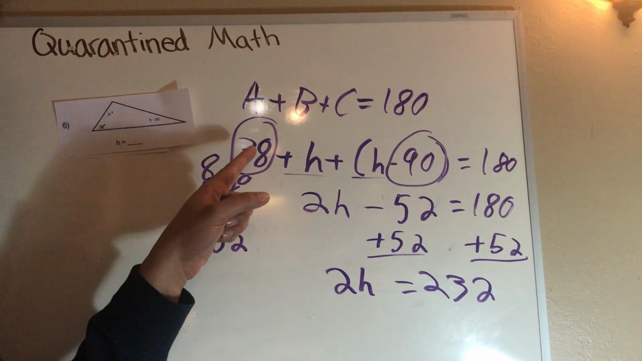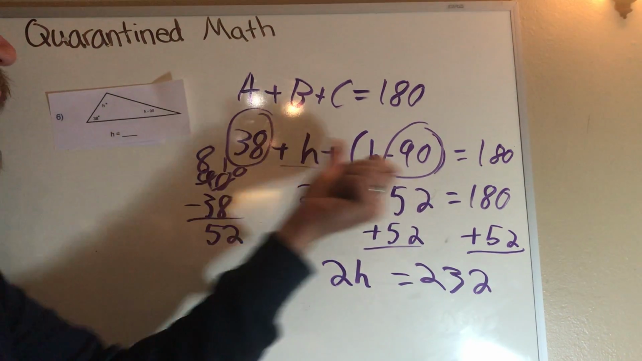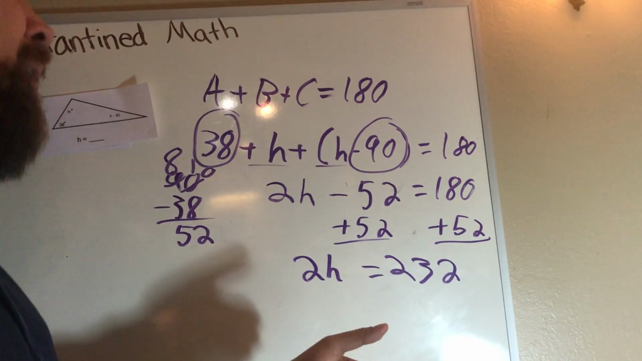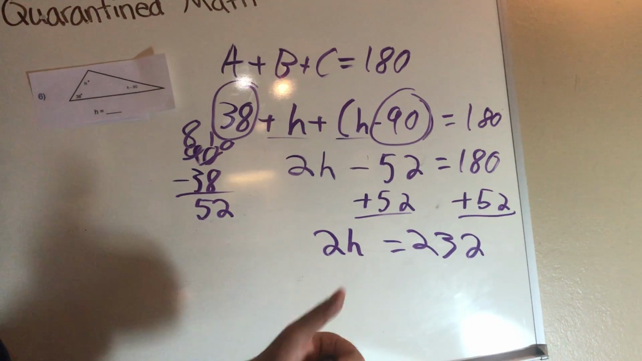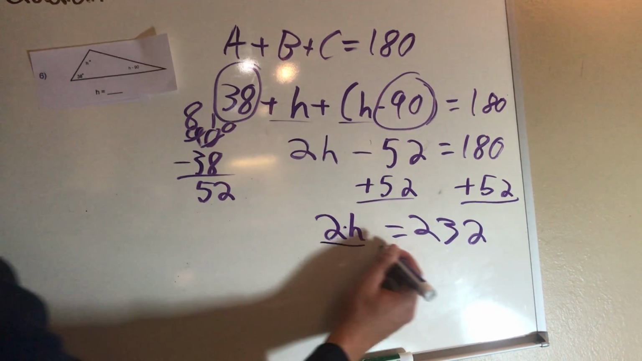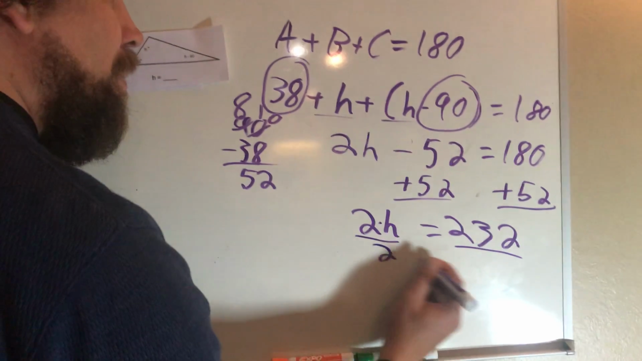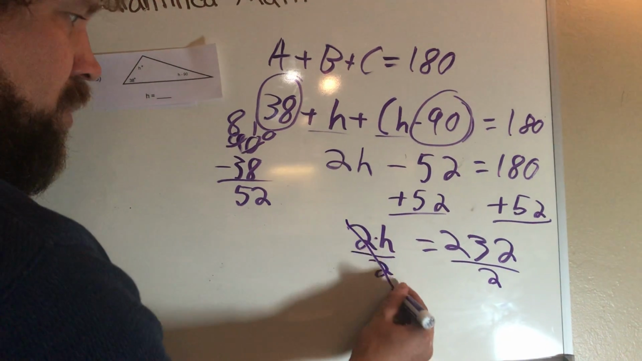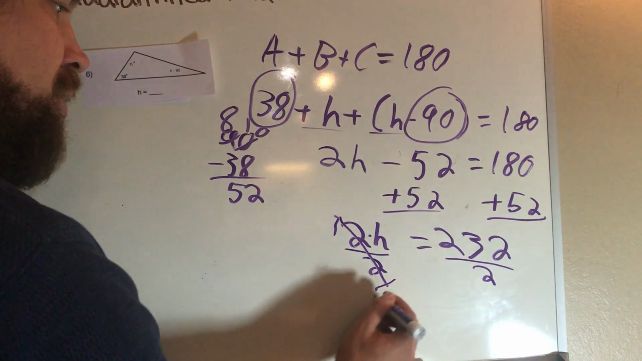Plug things in. Combine like terms with the H's and the regular numbers. Opposite operations. Okay. Move the add subtract stuff, then the multiply divide stuff. This 2 is being multiplied by H, so let's divide both sides by 2. Yes, the fraction means division. You know this.